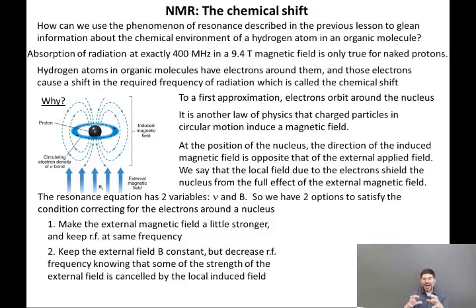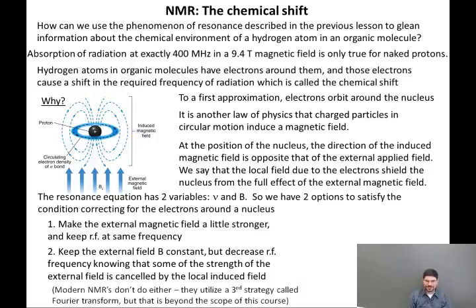Secondly, you can keep the magnetic field constant but decrease the frequency, knowing that some of the strength of the external field is canceled by the local induced field. The nucleus is observing slightly less of a field, so therefore it will come into resonance at lower frequencies.